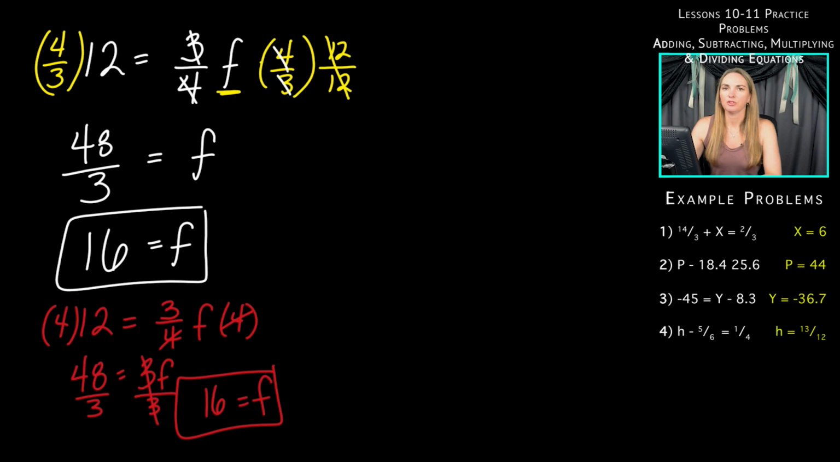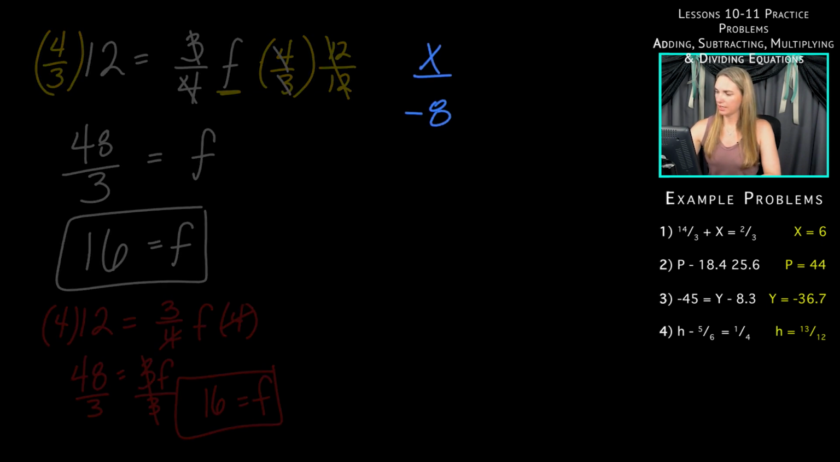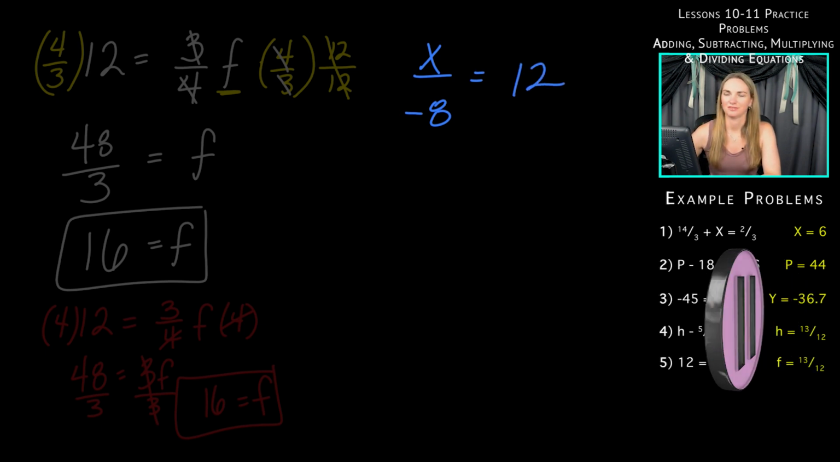Multiplying by the reciprocal just turns that two-step process into one step. You can do it all at once, and that way you don't have to worry about all those multiple steps going on. So let's go ahead and try another one. If I have x divided by -8 equals 12, I'm going to let you go ahead and pause the video and try this one on your own.